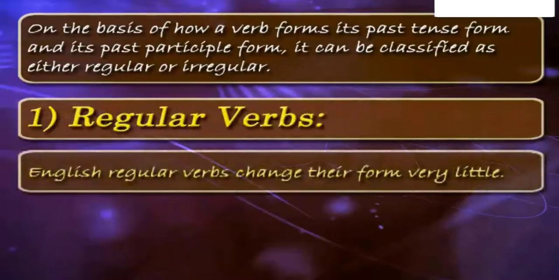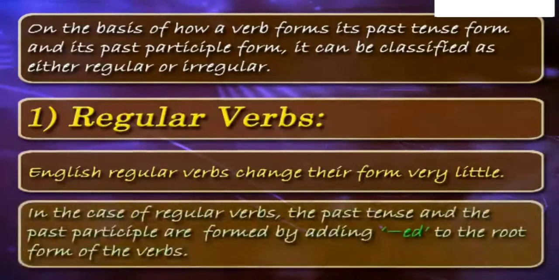English regular verbs change their form very little. In the case of regular verbs, the past tense and the past participle are formed by adding ed to the root form of the verbs. So it is clear that in case of regular verbs, the past tense and past participle are formed by adding ed to the root form of the verb. Here are some of the examples of regular verbs.